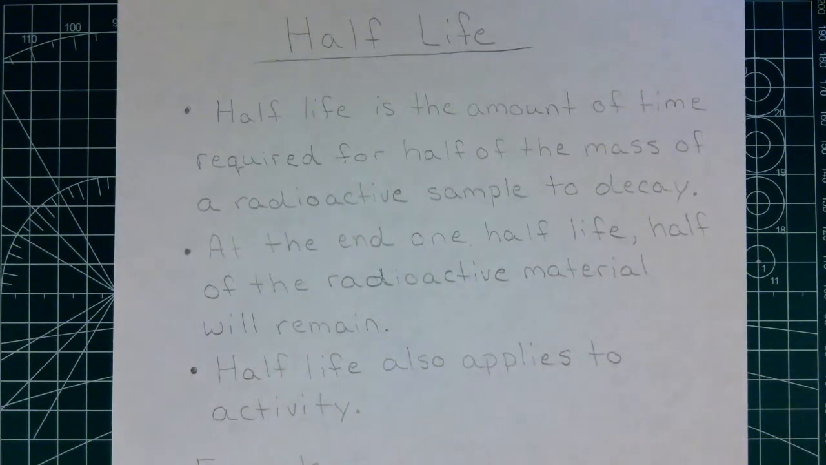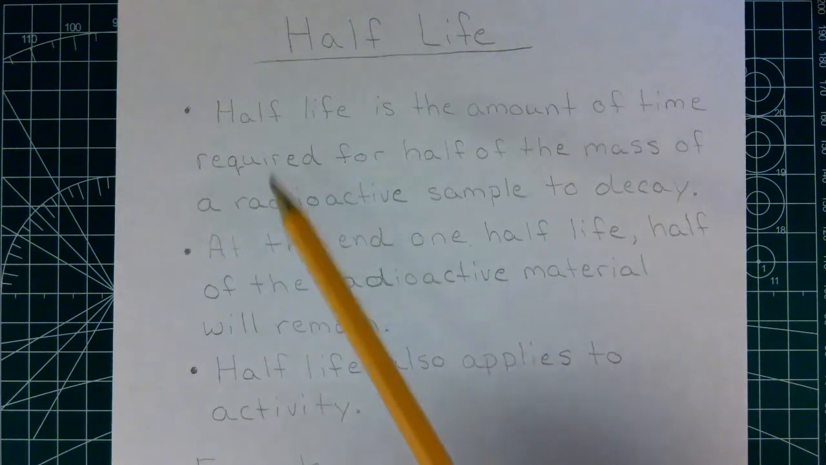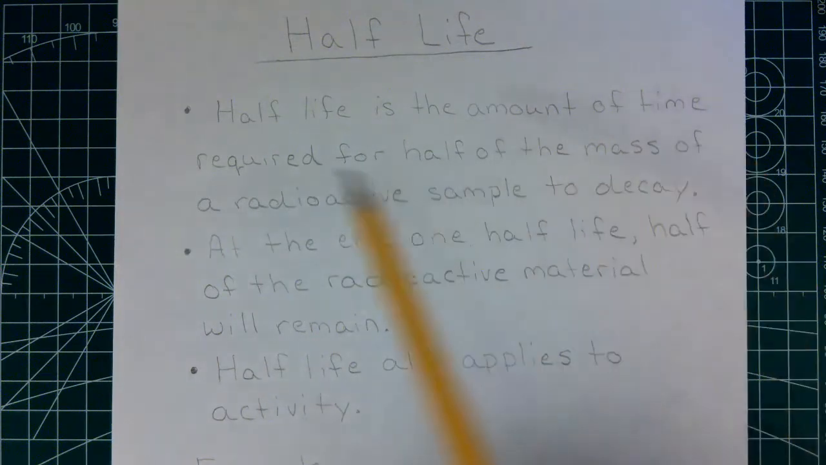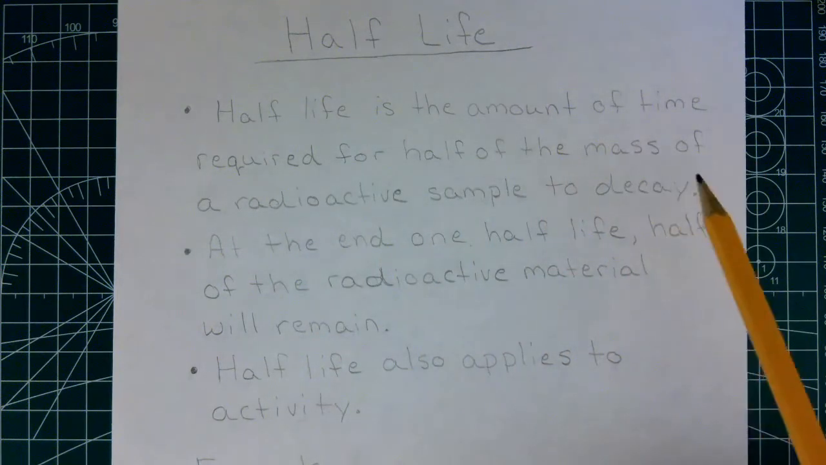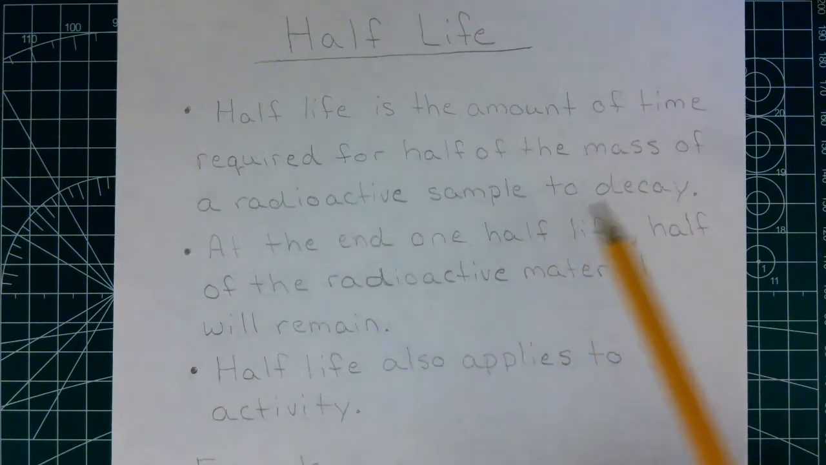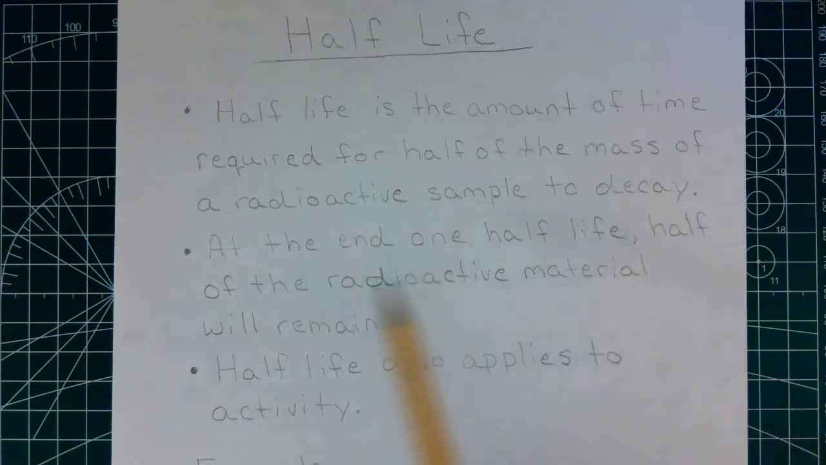So the last thing I want to talk about with you guys is the idea of the half-life. The half-life is the amount of time required for half of the mass of a radioactive sample to decay. Another way of saying that is that at the end of one half-life, half of the radioactive material will remain. The other half will have already decayed down to a stable nuclide.